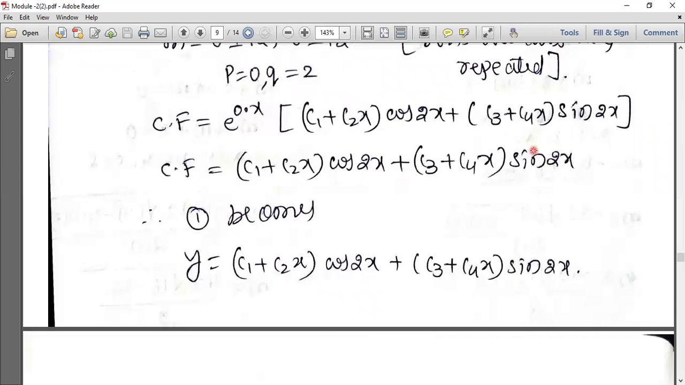Please try to see the general formula, then according to that, you write it. For 2 times repeated, everything is the same, but only up to here you have to expand. 3 times in the sense C1 plus C2 of X plus C3 of X square you have to write. So this is the complementary function. Substitute in equation 1 because y is equal to the complementary function. So this is our complementary function, and this is the solution.